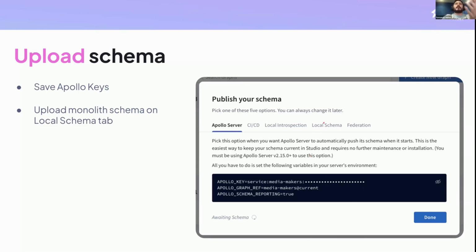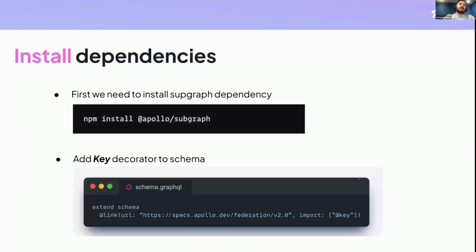I don't have a slide for this, but basically we click on this local schema tab, and there we just copy and paste the schema that we have in our codebase. Of course, there are other ways to do it, but this is the easy one. We paste our schema there, we click done, and with that we have created the definition of our monolith in Apollo Studio that we are going to use later.